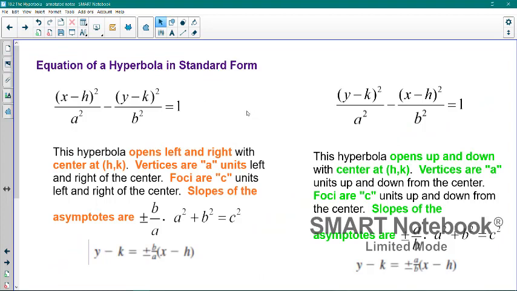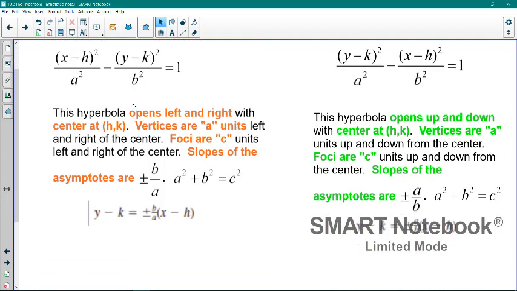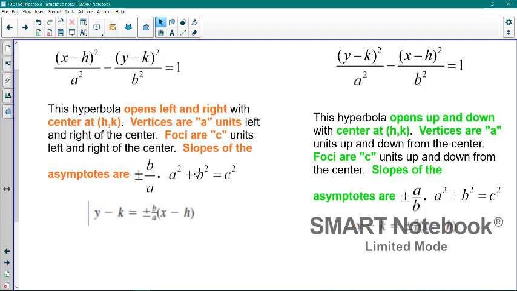What about the standard form? Well, they are very similar. One has x being the positive term, one has y being the positive term. So we will consider both of these. When x is the positive term, it means the hyperbola opens left and right, center at (h, k). The vertices are a units to the left and the right of the center. The foci are c units to the left and the right of the center. This time, c² is found by a² plus b². Now, how refreshing. That seems just like the Pythagorean theorem.